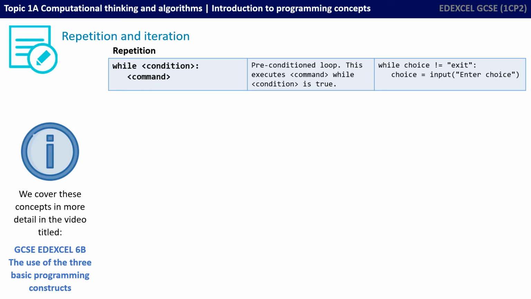You also need to be very familiar with the constructs of repetition and iteration. This is the idea that we could loop a certain number of lines of code and perform them again and again until some sort of condition is met. The first is repetition, and we use this in Python with what's called a while loop. So here we carry on executing some code while a given condition is true.